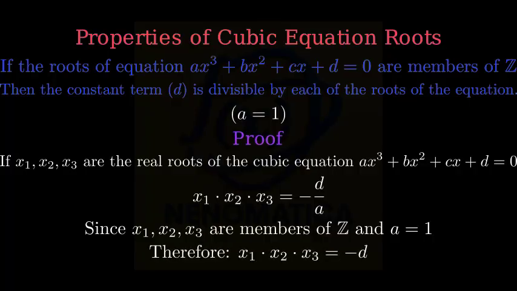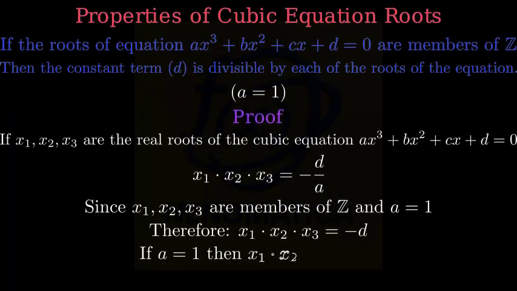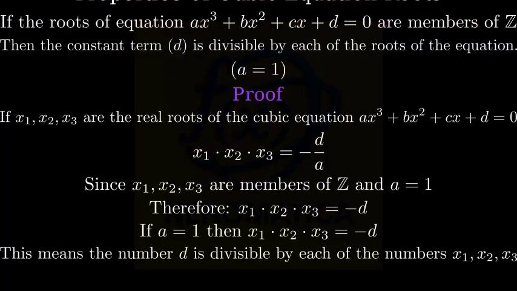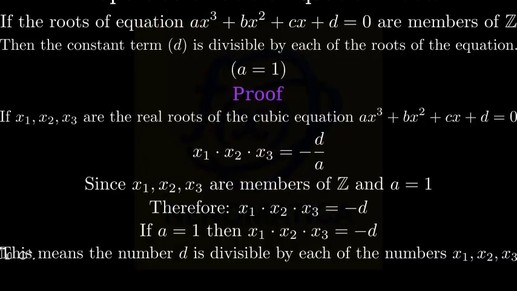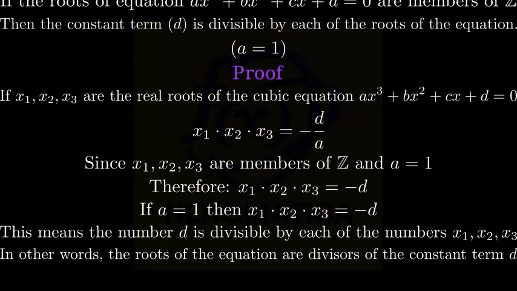This means that if a equals 1, then the product of the roots x1, x2, and x3 equals negative d. Therefore, the constant term d is divisible by each of the numbers x1, x2, and x3. In other words, the roots of the equation are divisors of the constant term d.